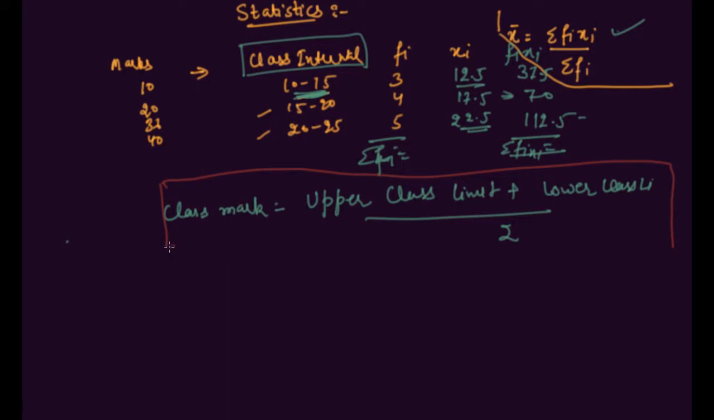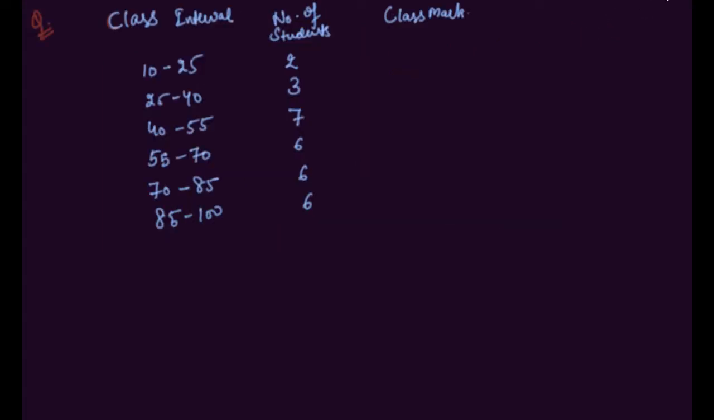So let's proceed to our next section, using the deviation formula. Mean using the deviation formula. Let me write the table first, then I'll explain how to find the mean using the deviation formula. Students, I have drawn here a table in which the class interval range is 10 to 25, 25 to 40, 40 to 55, 55 to 70, then 70 to 85, and 85 to 100.